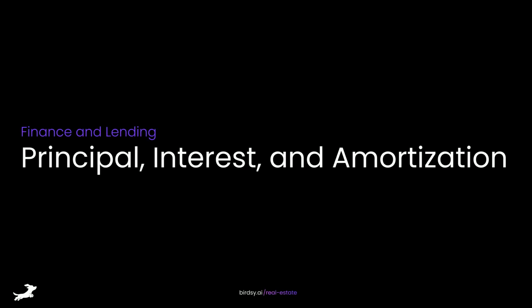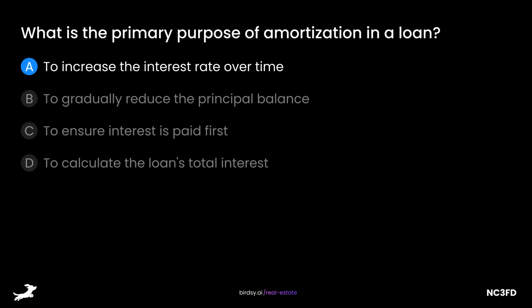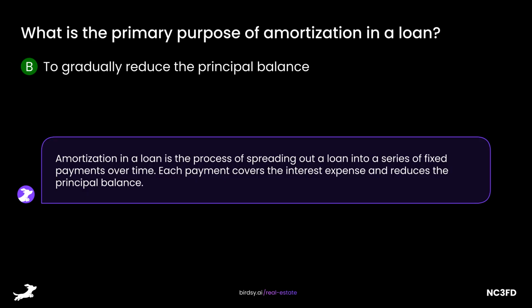Principal, interest, and amortization. What is the primary purpose of amortization in a loan? Is it A, to increase the interest rate over time, B, to gradually reduce the principal balance, C, to ensure interest is paid first, or D, to calculate the loan's total interest? The answer is B, to gradually reduce the principal balance. Amortization in a loan is the process of spreading out a loan into a series of fixed payments over time. Each payment covers the interest expense and reduces the principal balance.